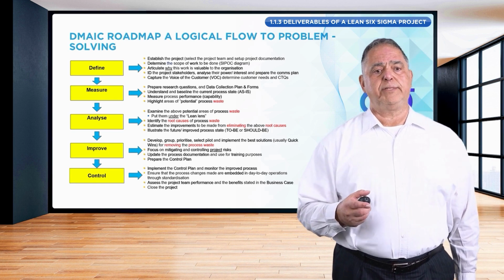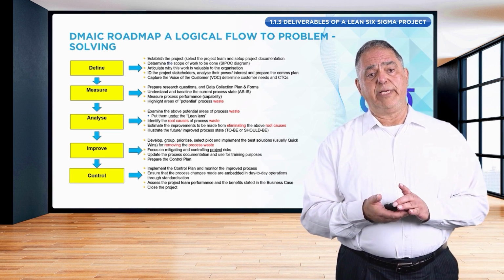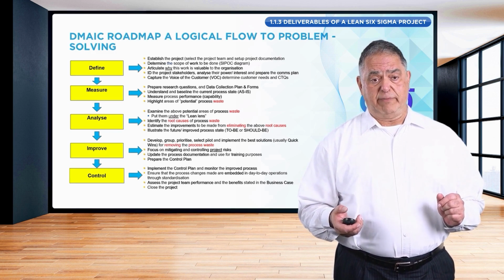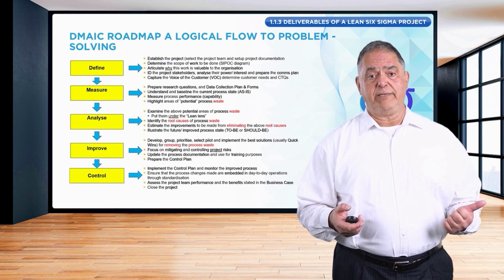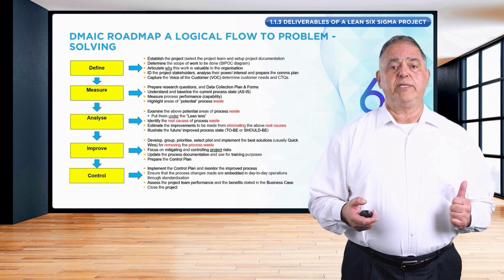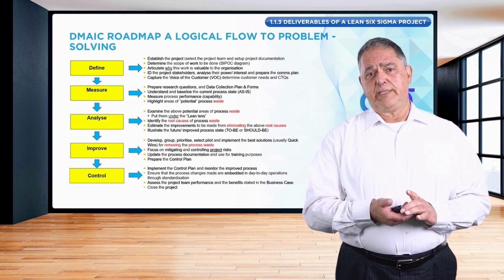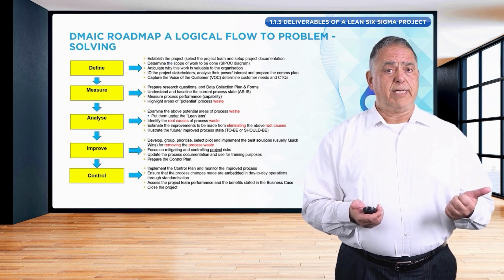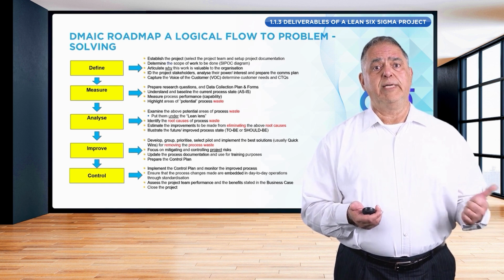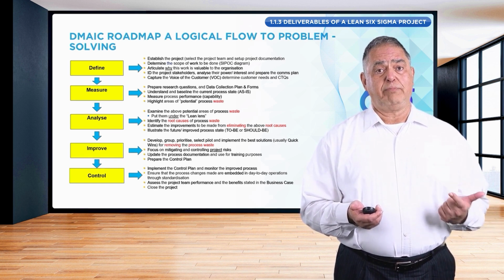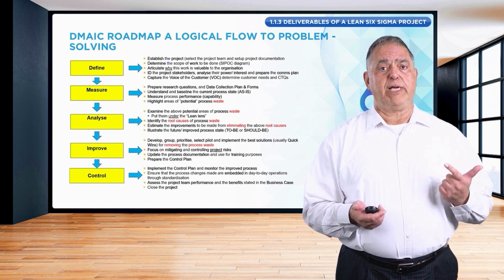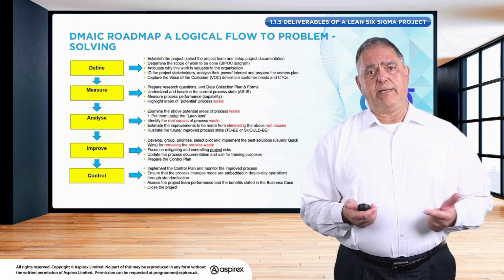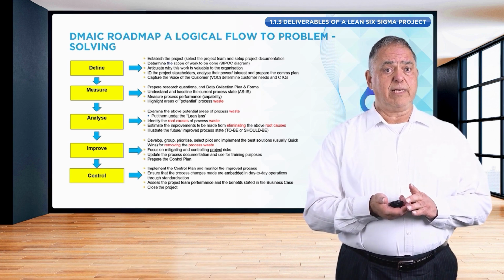Here is a summary of the key tasks and activities that take place within each stage of DMAIC. So if we start with define, the first thing we have to do is to establish the project. And this typically means two things. We have to select the team members and assign them to the appropriate roles. And second, we have to set up the project control documentation, comprising business case, the team charter or project charter, and some other supporting documents like logs.